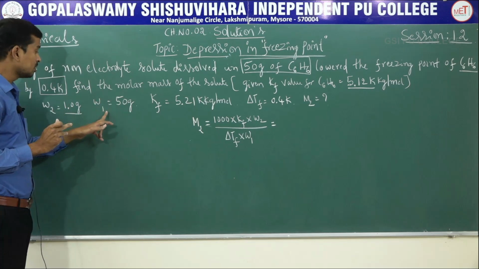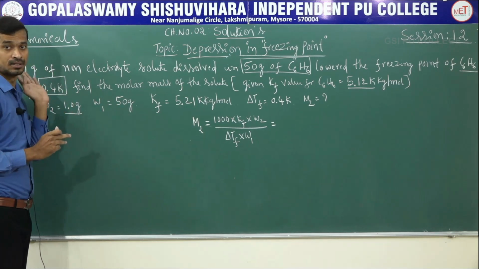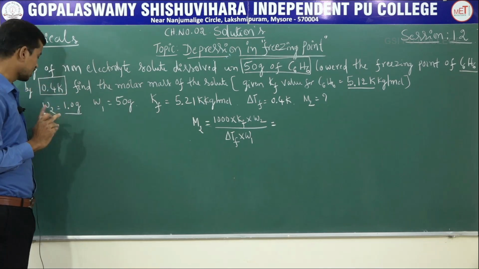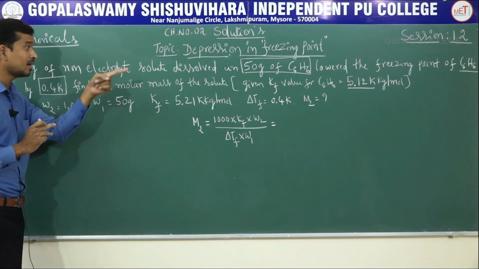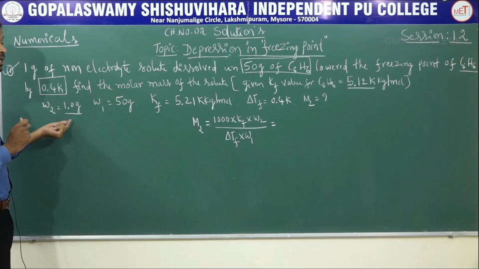Understand that W1 is higher than W2 because it's a dilute solution. Okay? W1 is equal to how much? Mass of solvent, 50 gram. W2, how much? The mass of solute, 1 gram.